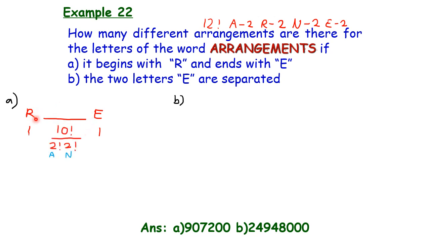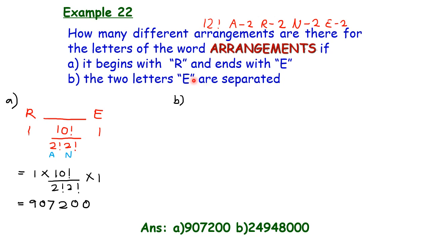So for the remaining 6 letters, we only need to divide by 2 A's and 2 N's. No need for more R and E because R and E are already used at the first and the last place. Okay. So the number of arrangements will be 1 times 10 factorial over 2 factorial for A and N. And then the total number of arrangements will be 907,200.